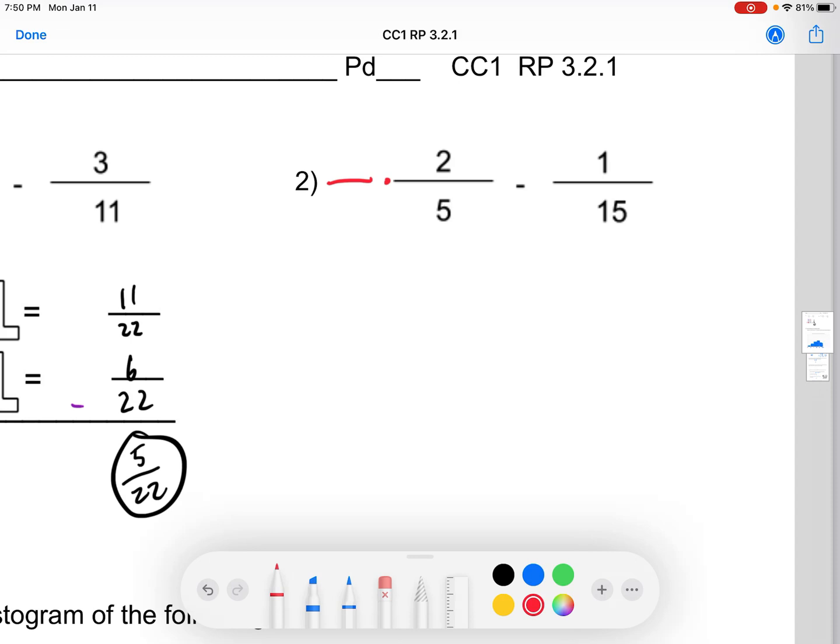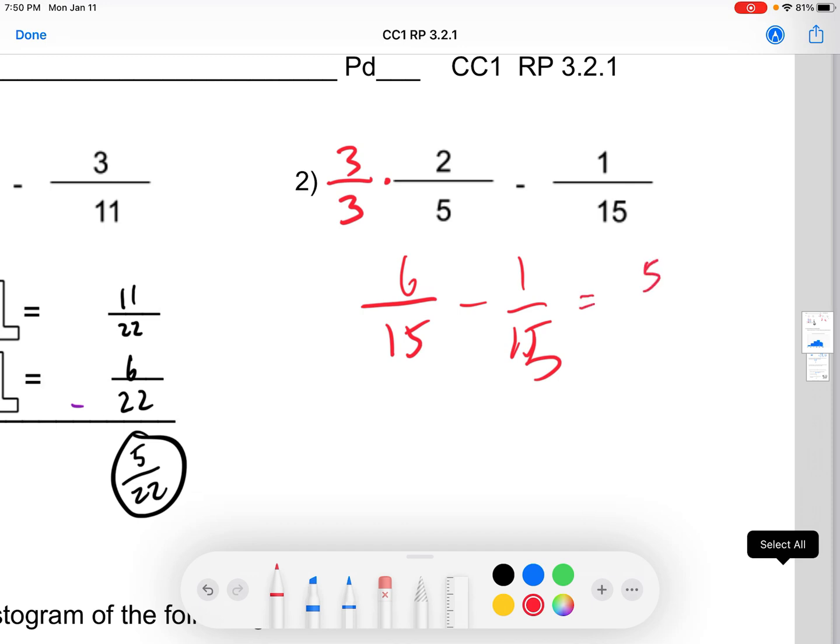So knowing that their common denominator is 15, what I'm going to do is make that 15, because I know that 3 times 5 would be 15. 3 times 5. The 3 times 2 is 6, so then I have 6/15 minus 1/15. 6/15 minus 1/15 is 5/15, and then you can just reduce that. So, all right, hope that helps. Let me know if you have questions.